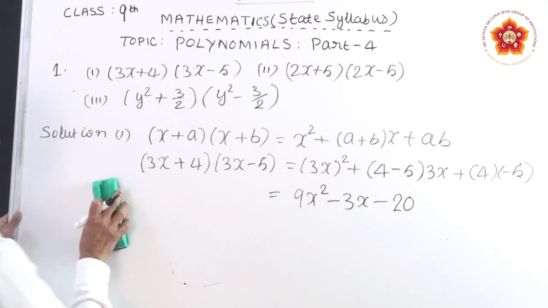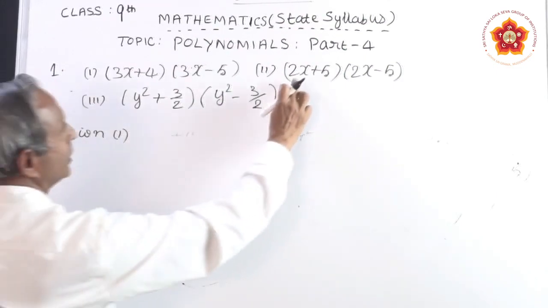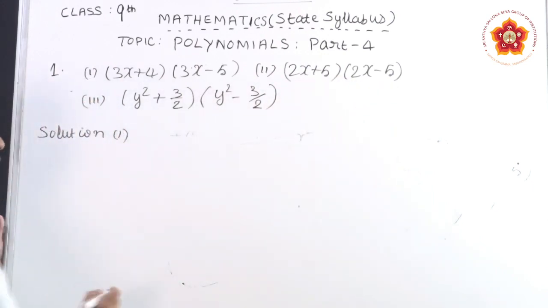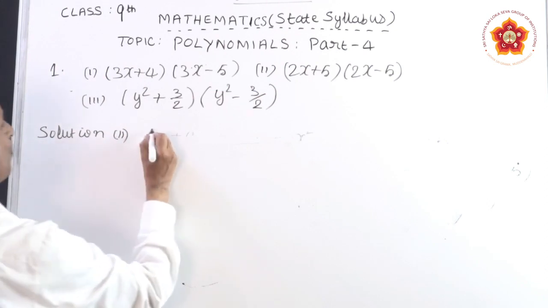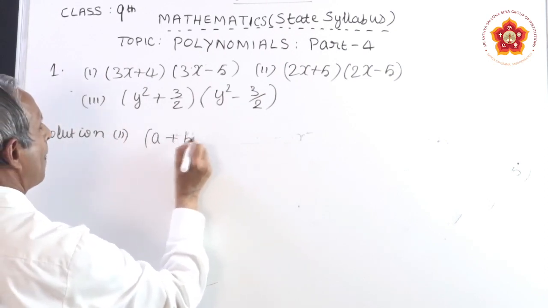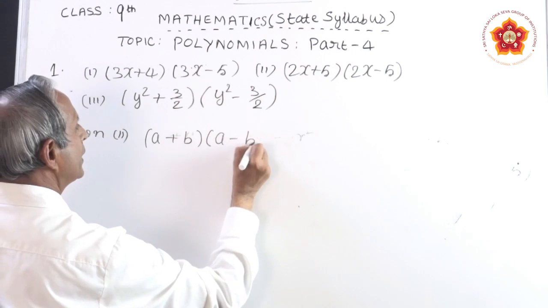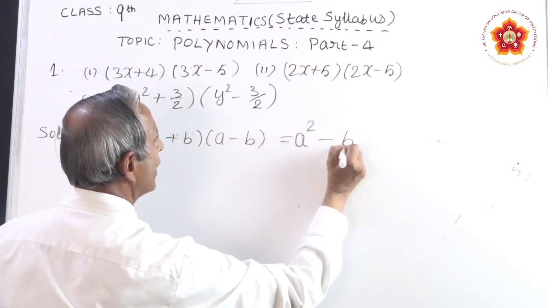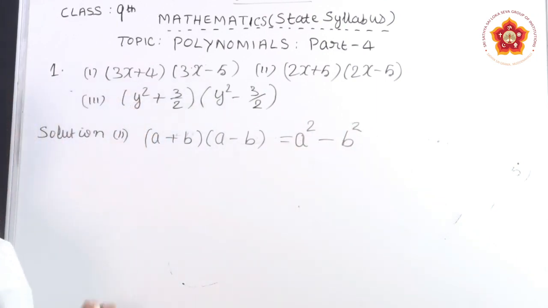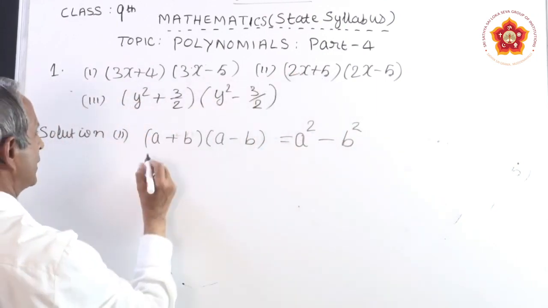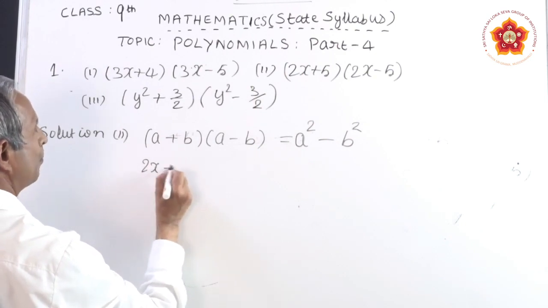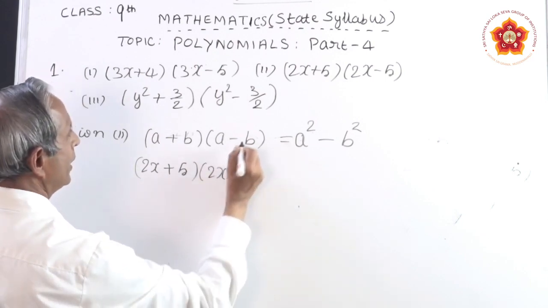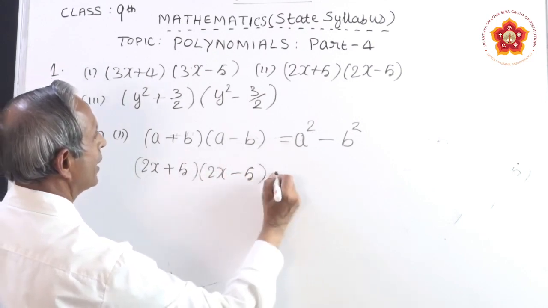Let us move to the second problem now. Here the first terms are the same, the second terms are also the same, but with a different sign. Therefore, you have to use the identity (a plus b) into (a minus b) equals a square minus b square. In this problem, instead of a, 2x is there, and instead of b, plus 5 in the first bracket and minus 5 in the second bracket.